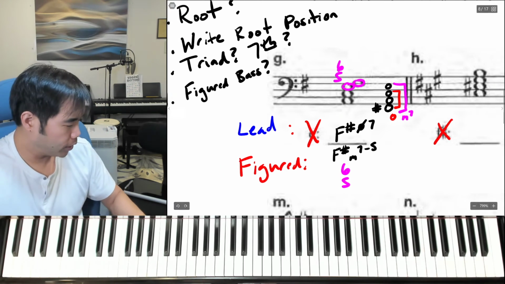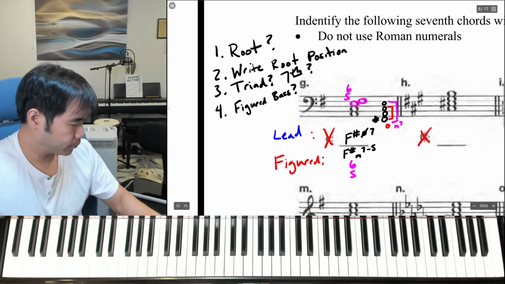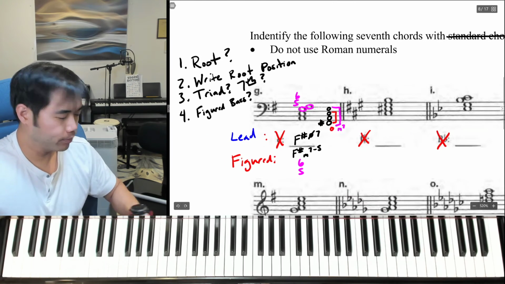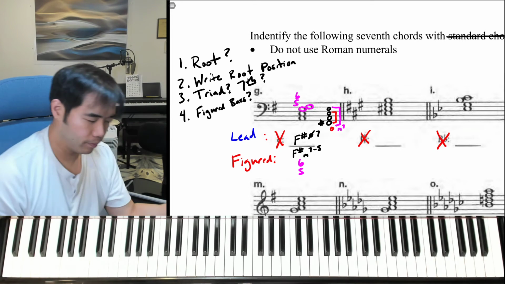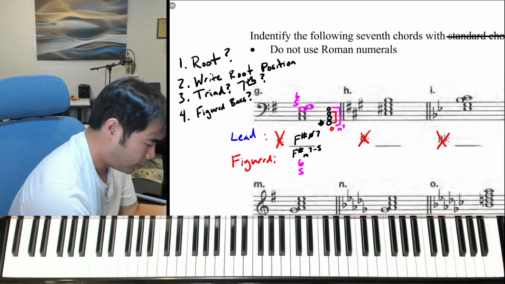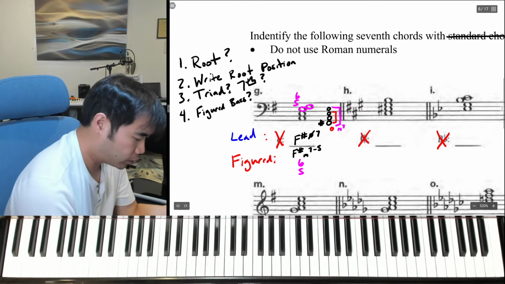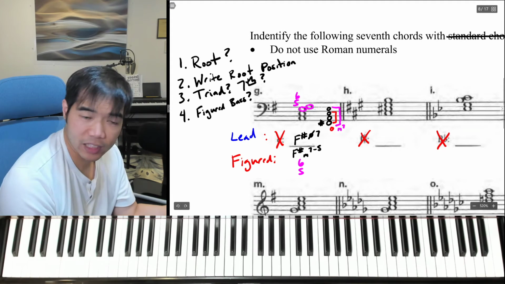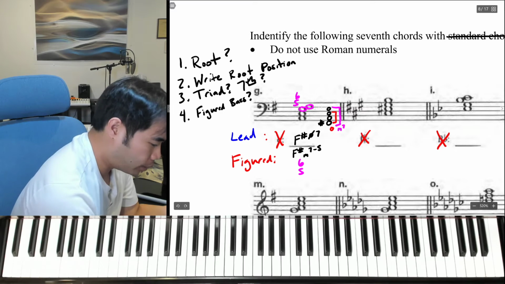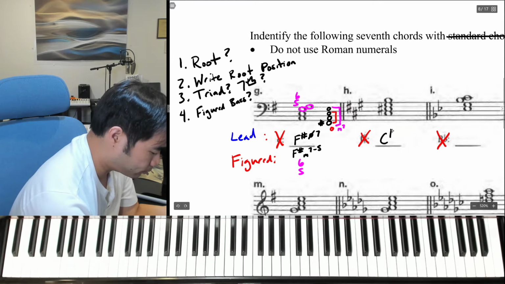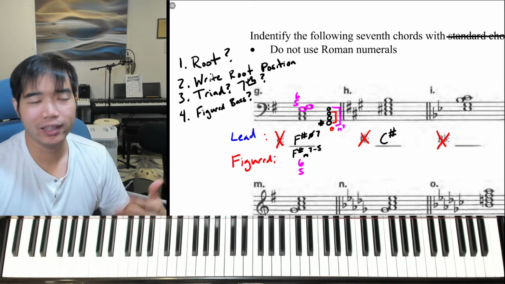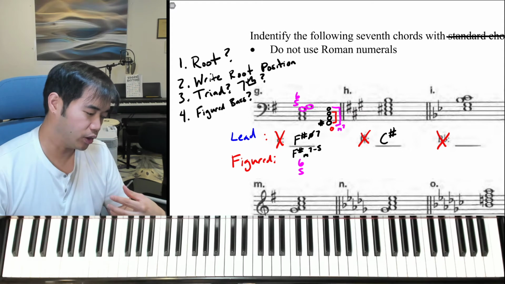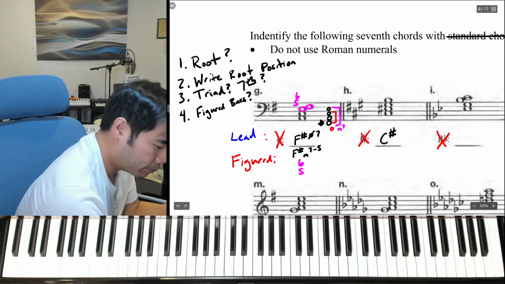Let's do another one. We can do a bunch of these, since you know, they gave you lots of examples here. Still in bass clef, so don't let that fool you. Okay, first step, let's figure out the root. What's the root? Well, it's in root position because space, space, space, space. So the root is the bottom note, which in this case is C sharp. Next step, write it in root position. Well, guess what? That's done for you. It's already in root position. So we don't need to rewrite it.